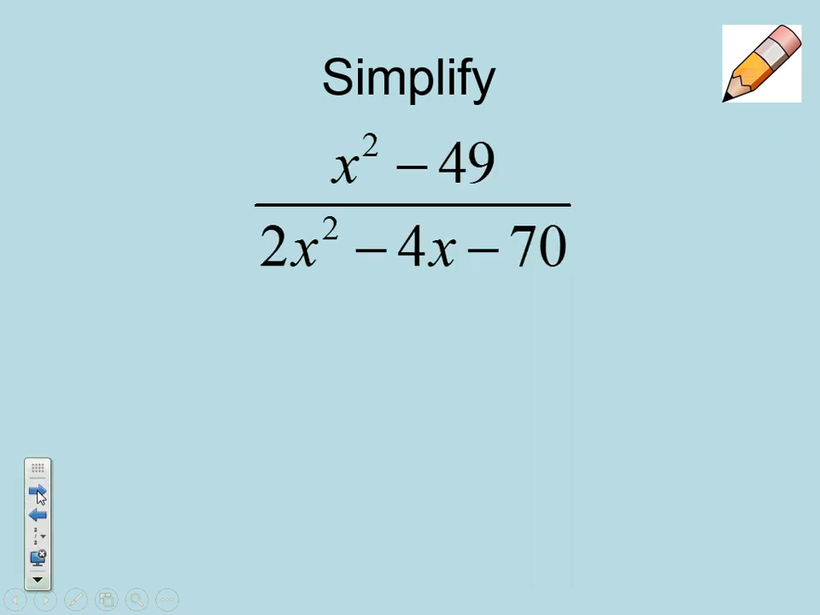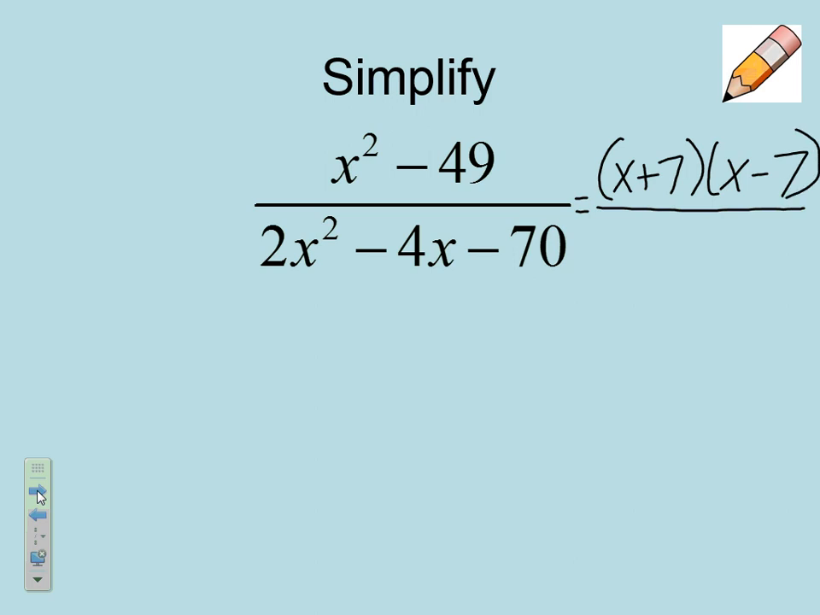And let's take a look at this one. How about x squared minus 49 over the top, numerator, over denominator 2x squared minus 4x minus 70. All right, so here we go. Let's factor top, bottom, numerator, denominator. Let's figure it out. How do we factor x squared minus 49? 49 is a perfect square. So this factors into x plus 7 and x minus 7. That's a difference of perfect squares. On the bottom, the denominator, what are we going to do?